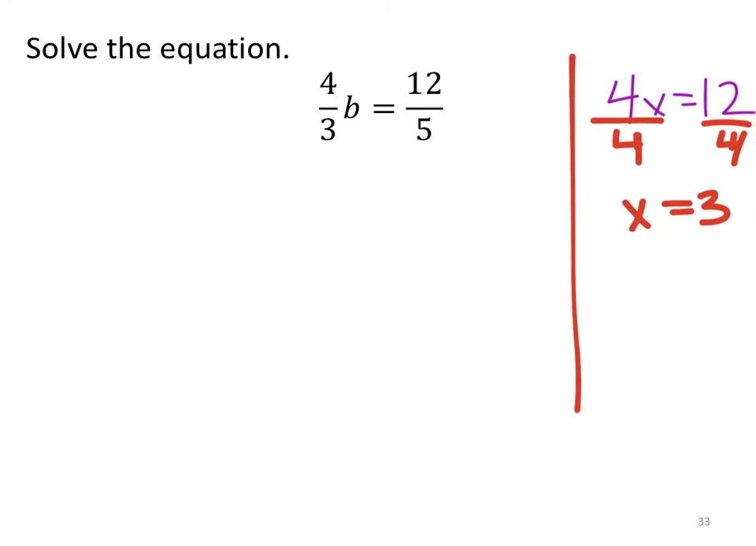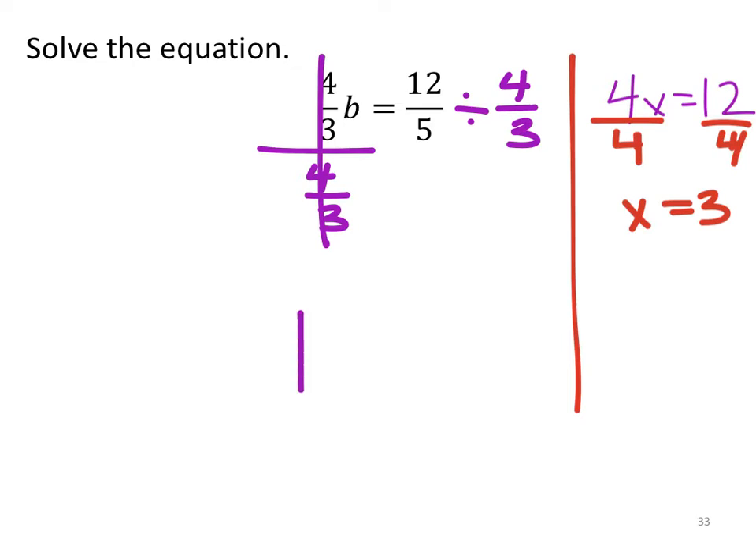Okay, so what did we do to solve that problem? It was a one-stepper, so all we needed to do was divide both sides by the coefficient, right? Well, as it turns out, it works with fractions as well. So I could take 4/3 and divide it by 4/3, and now it's a compound fraction. And I can show it differently on the right if I'd like. I'm going to divide it by 4/3, right? Now, 4/3 divided by 4/3 is 1. So I have created 1b, which is what I would want.